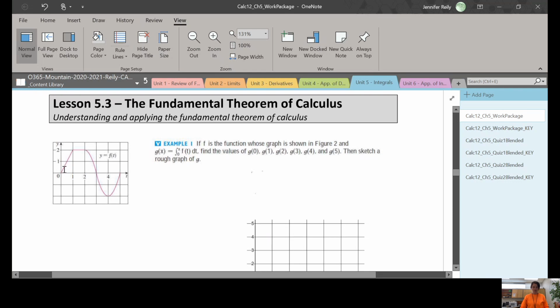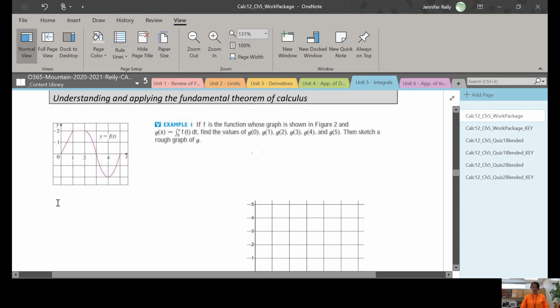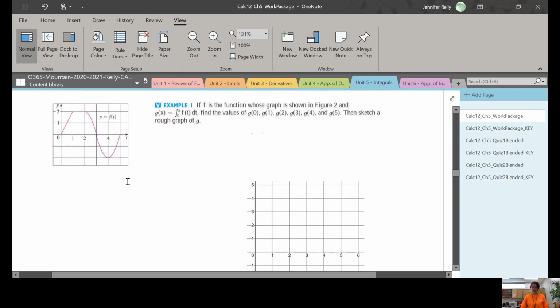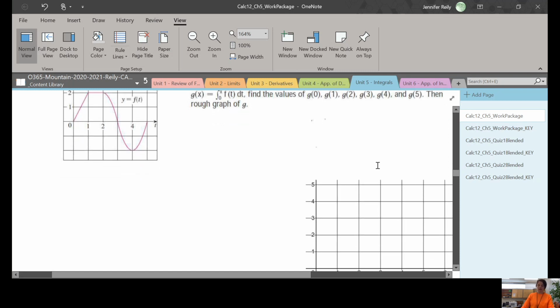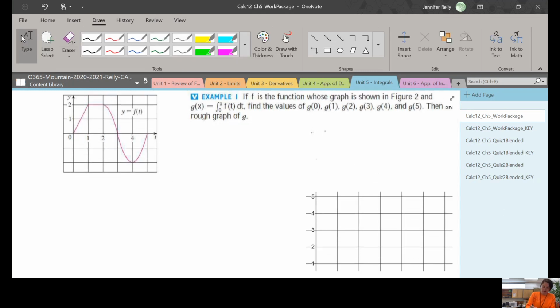Okay, so we're going to start out with this function here that's drawn in pink, y equals f of t. Let's say that this is our function, and we're going to be calculating g of x, which is going to be the integral from 0 to x of f of t dt. So we're going to first write down some values for g of 0, g of 1, g of 2, etc., and then we're going to sketch a rough graph of what this g of x function looks like. Okay, so let's just start doing that.